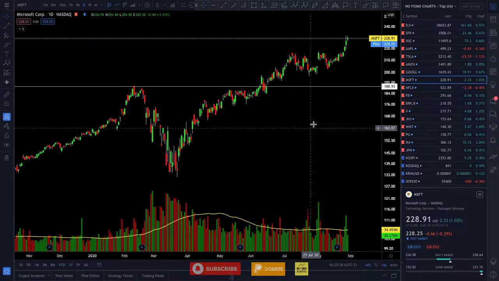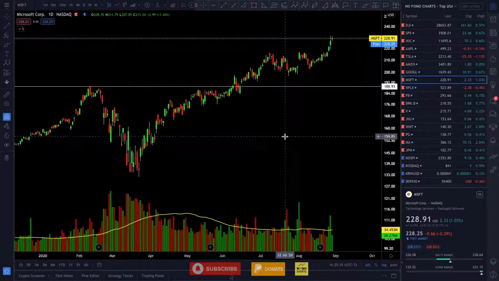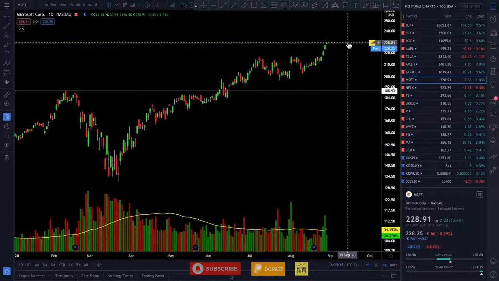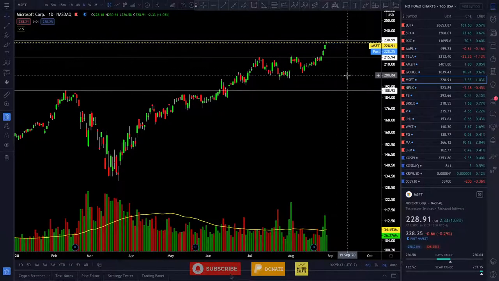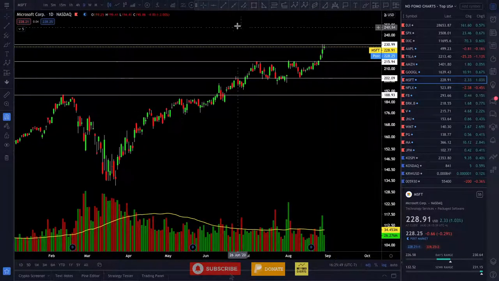So it's not just all technicals. Remember, we're doing stocks, so fundamentals actually matter way, way more. But technicals can give us some targets to aim for. So resistance at 230, 215, 200, support now, right?